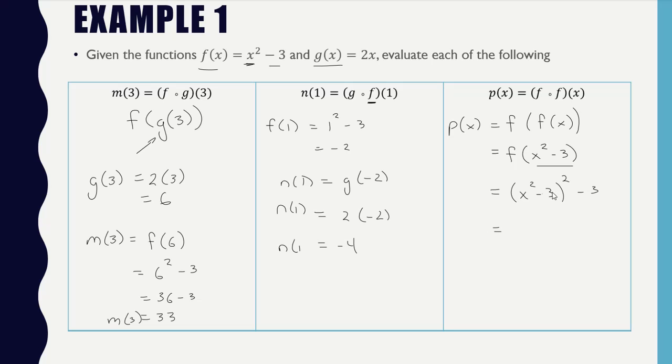Now we can start simplifying this. So I'm going to do FOIL. So I get x to the power of 4. And then minus 3x squared minus 3x squared plus 9 minus 3. And then we'll combine like terms. So we have x to the power of 4. And then we have minus 6x squared. And we have plus 6. So this is what p of x is equal to.